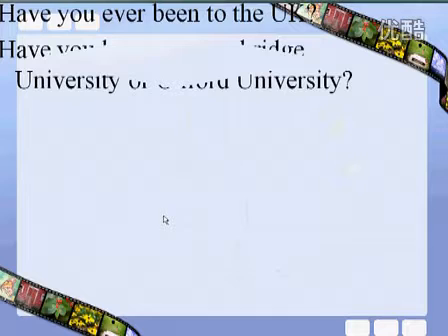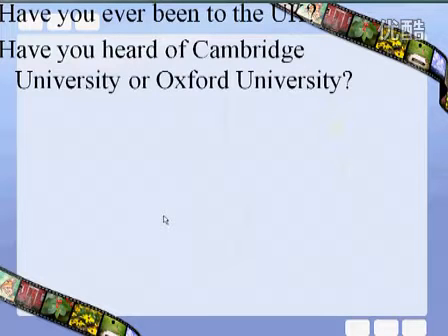OK, now look at the question. Have you ever been to the UK? Have you heard of Cambridge University or Oxford University? Maybe it's a very easy question. I'm sure that some students have been to the UK, and most of the students have been to the Cambridge University or Oxford University. 我想多数学生都 dream of becoming a student of Oxford University or Cambridge University.